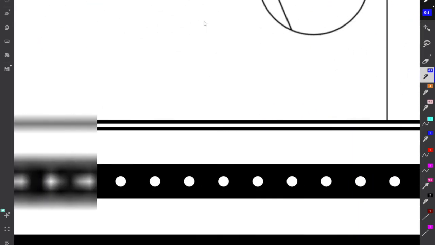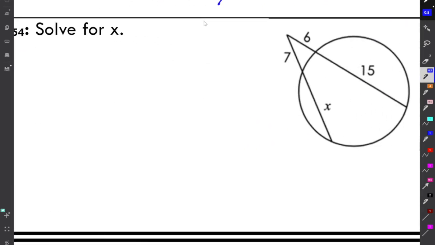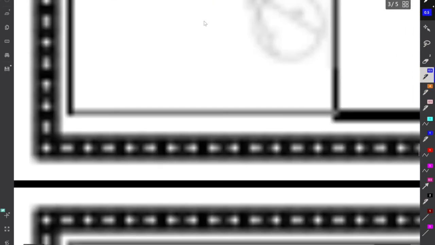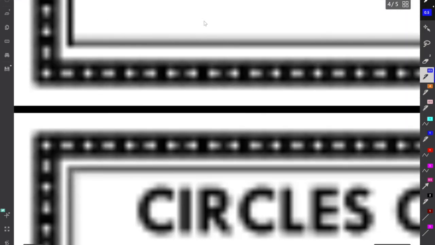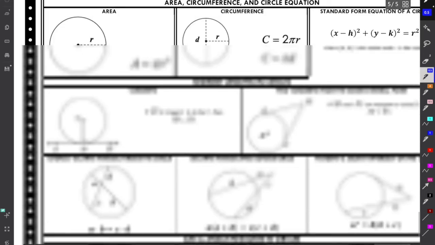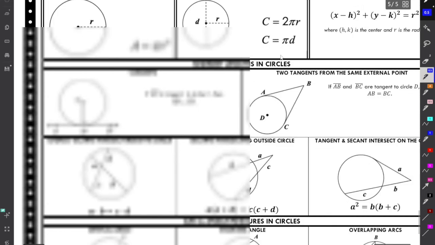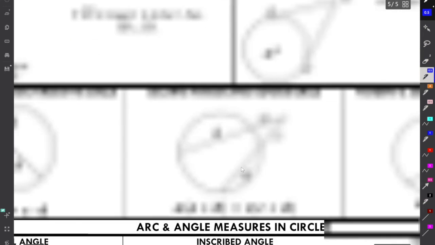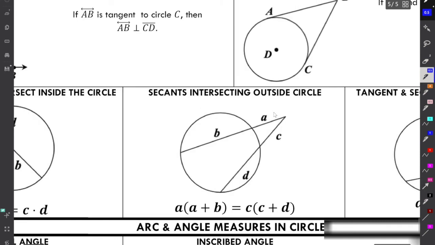All right, 54. Almost done, guys. So this one we have dealing with segment lengths for 2 secants intersecting. Look at our cheat sheet. For segment lengths, if 2 secants intersect outside the circle, you have this relationship right here. Basically it says the outside part times the whole secant, which is the a times a plus b, equals the other outside part times the other whole secant. That's how we'll set up our equation here.